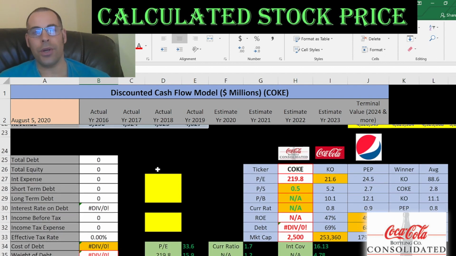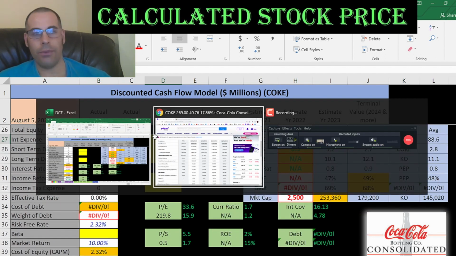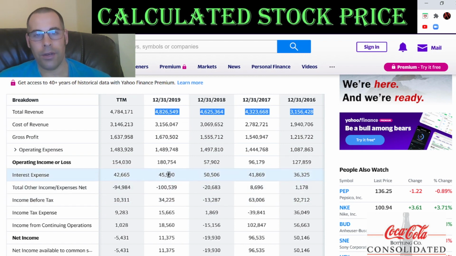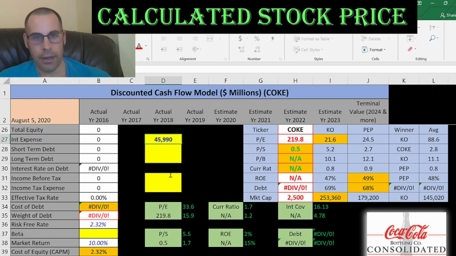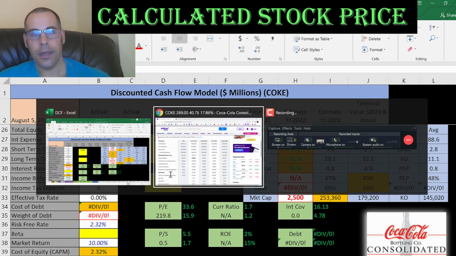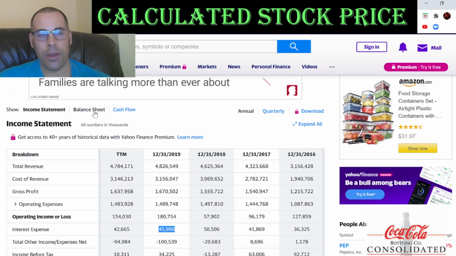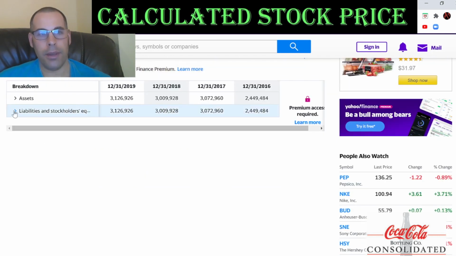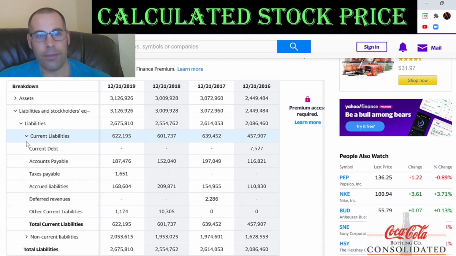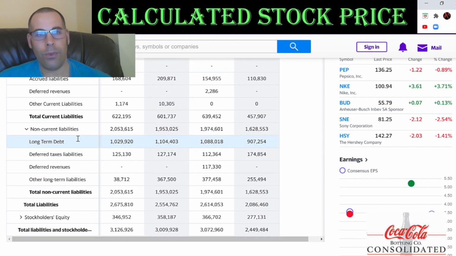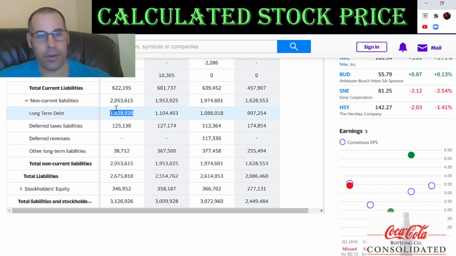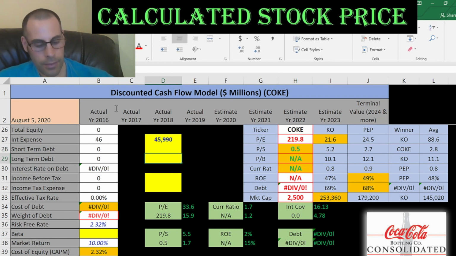Let's look at the capital structure of the company to figure out the discount rate we need to apply to the future cash flows. The interest they pay on their debt is $46 million. Let's see how much debt they have. We'll go to the balance sheet. Let's go to the liabilities section. And they have no current debt. Long-term debt of $1 billion. That's debt due after 12 months.